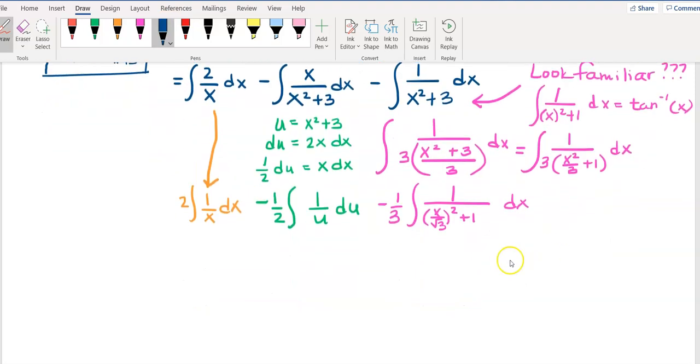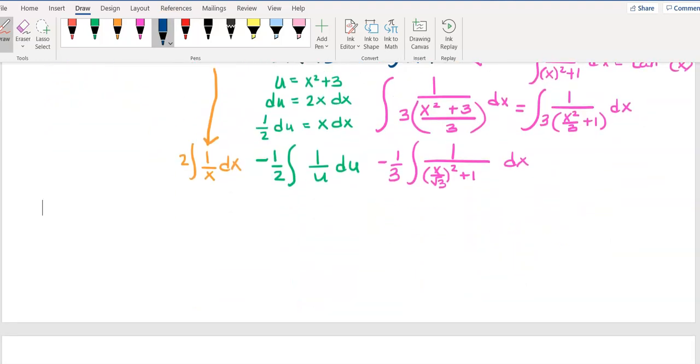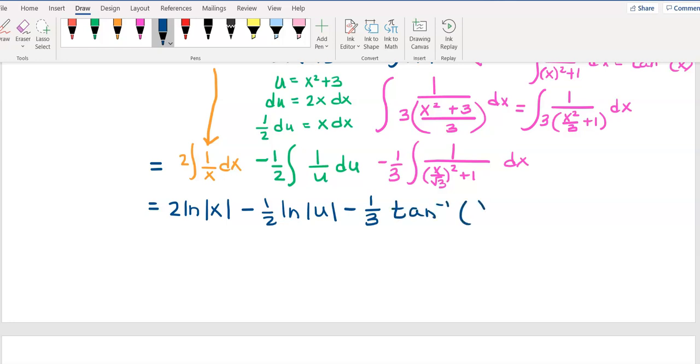And so our final answer is going to come from these 3 little mini integrals. Okay, so our first one is going to be 2 ln of the absolute value of x. That's just through definition there. This next one is going to be negative 1/2 ln of absolute value of u, and we'll replace it with what u is equal to in just a moment. And then this third one is negative 1/3 arctan of x over root 3. Okay, so let's just replace that u, and we will be good to go.